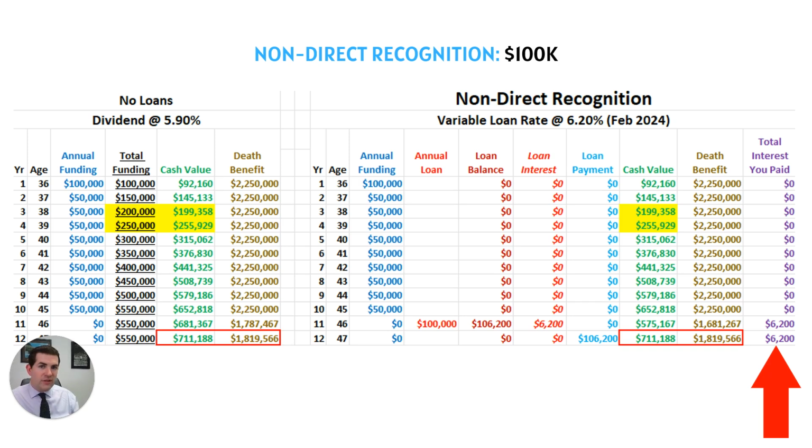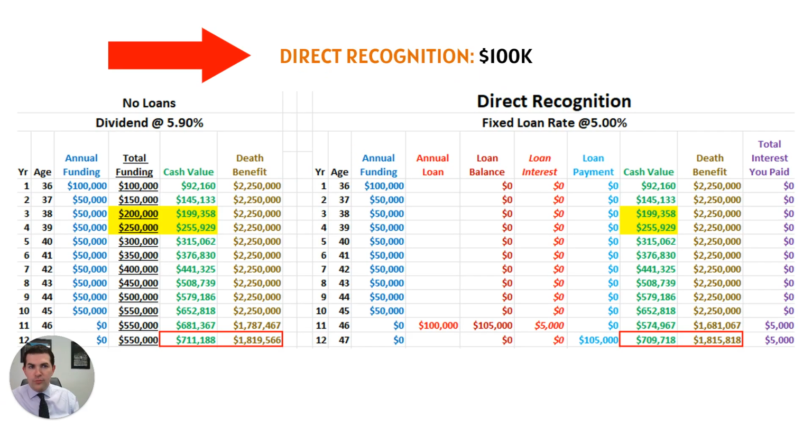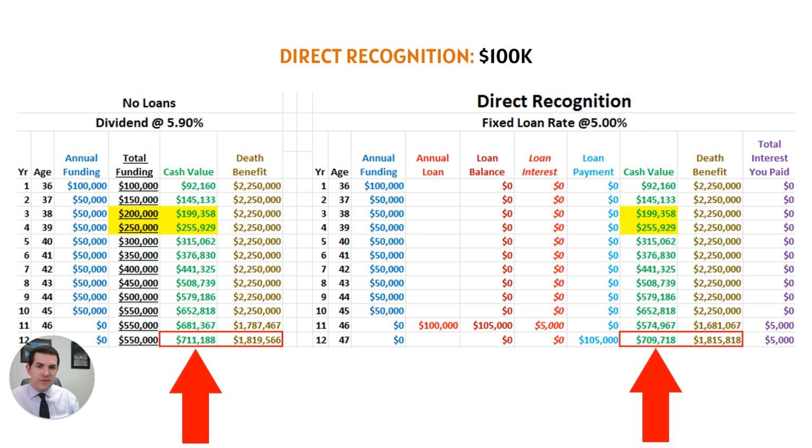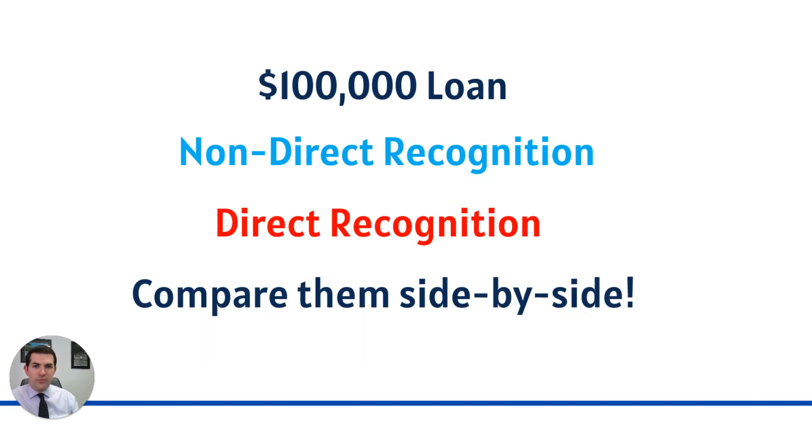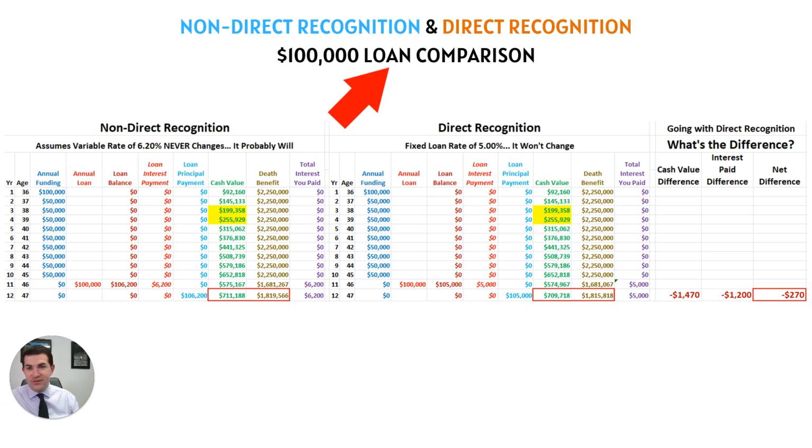Okay, so let's look at direct recognition and then we'll compare the two side by side. The same $100,000 loan. Direct recognition. You've got a fixed loan interest rate of 5%, a lesser cost to borrow. There's your $100K loan. There's your $5,000 in loan interest. The next year, you pay it back in full. There's your cash value, $709. What's it on the example to the left? $711,000. It's more when I never touched it. How much did I pay in loan interest? $5,000. So, let's compare them side by side to see which one wins.